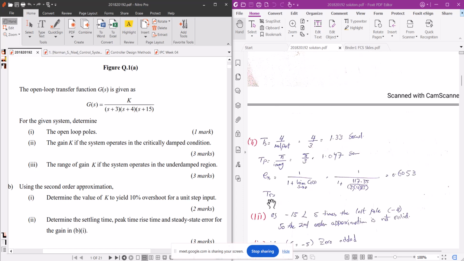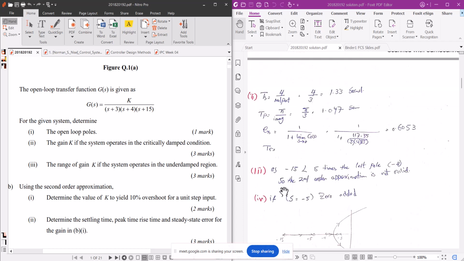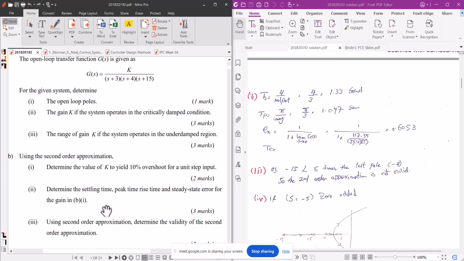And what is your rise time? It's not done here. It will be 2.2 over the real part, so it will be 2.2 over 3. This will be your rise time, and 4 over 3 will be your settling time. This is a generic formula: 4 over tau, and 2.2 over tau. So this is your question which is completed, part 2.